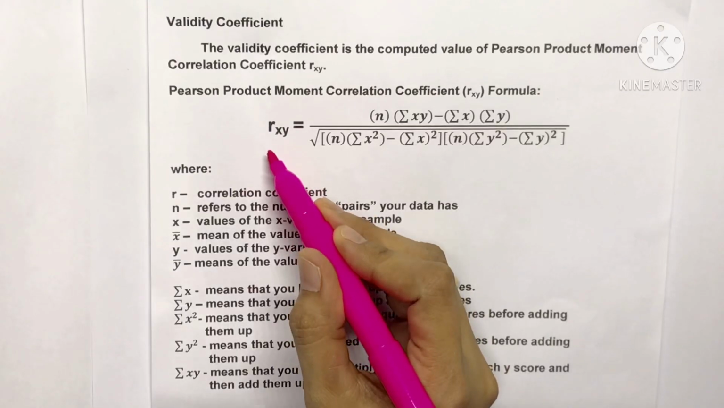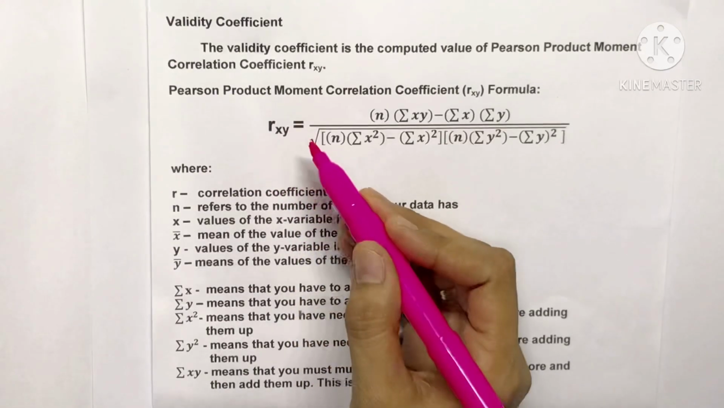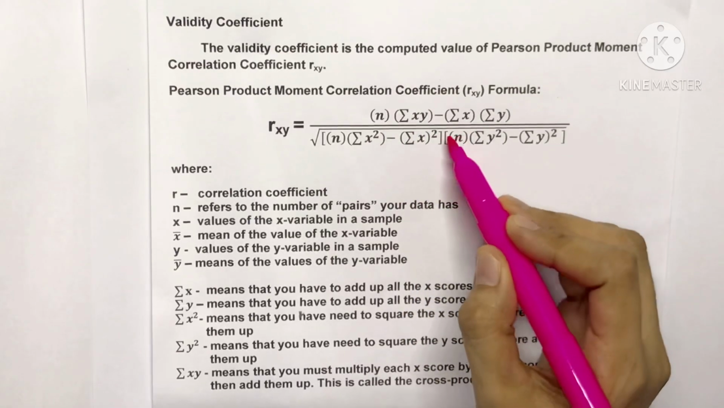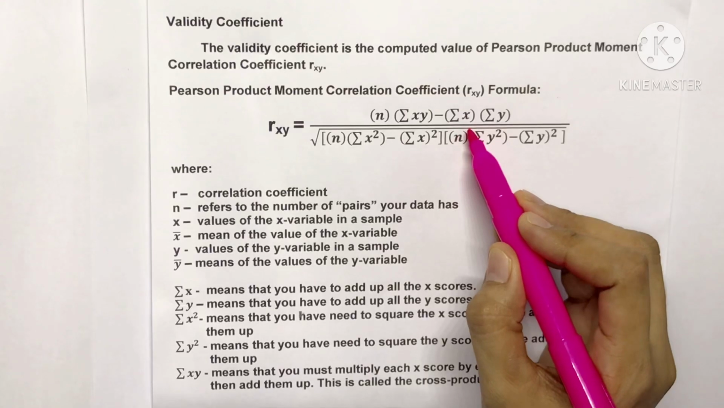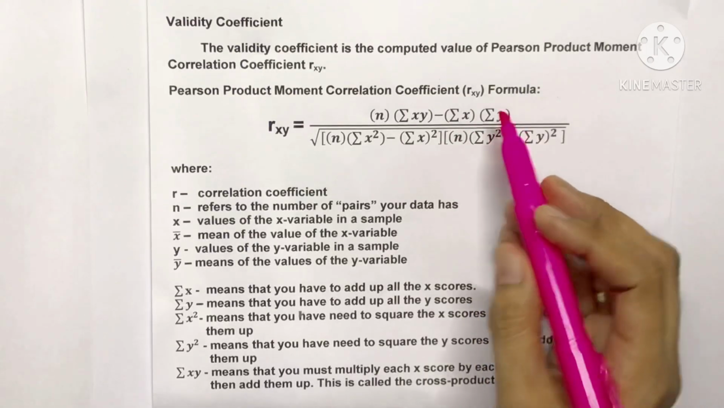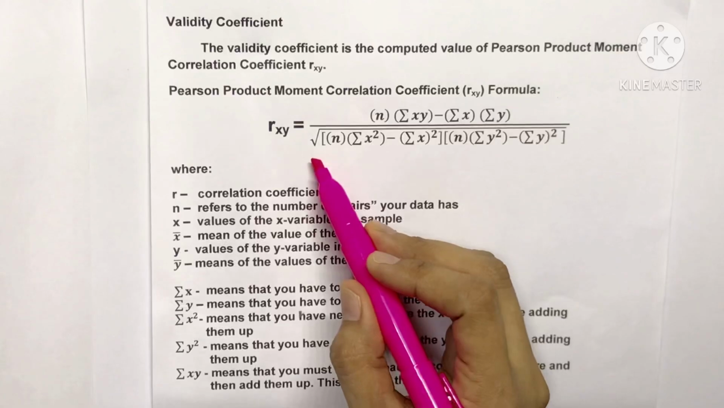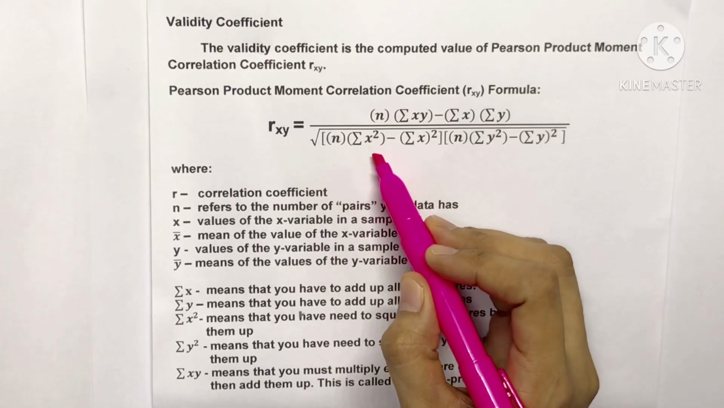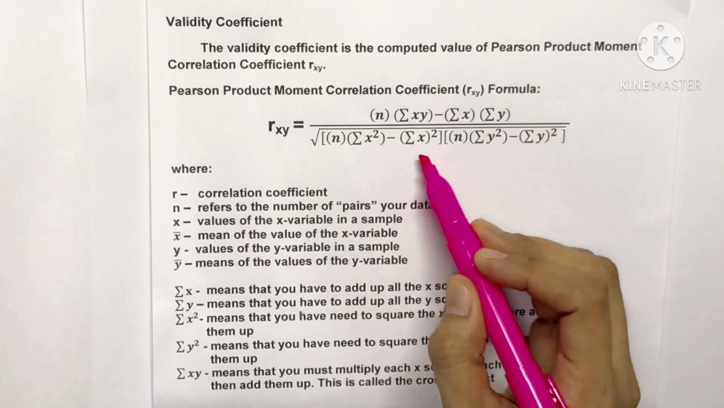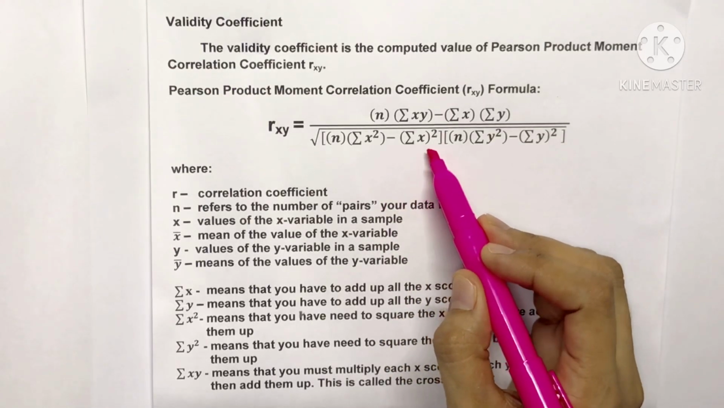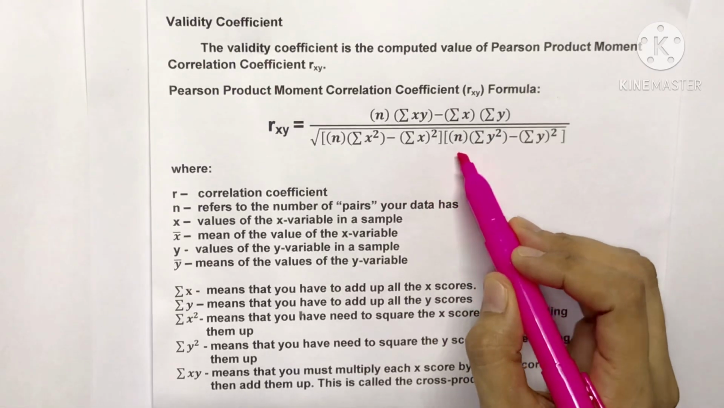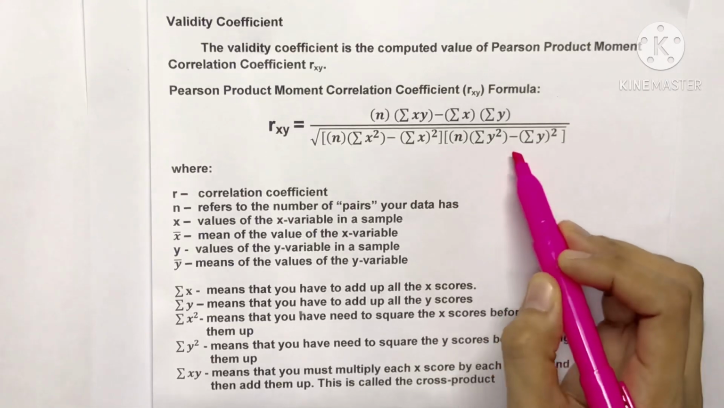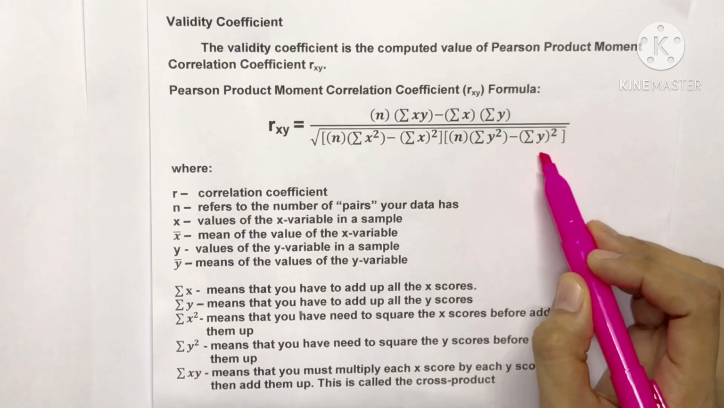So we have here r sub xy is equal to the product of n and the summation of xy, minus the product of summation of x times summation of y, over the square root of n times summation of x squared minus summation of x quantity squared, times n times the summation of y squared minus summation of y quantity squared.